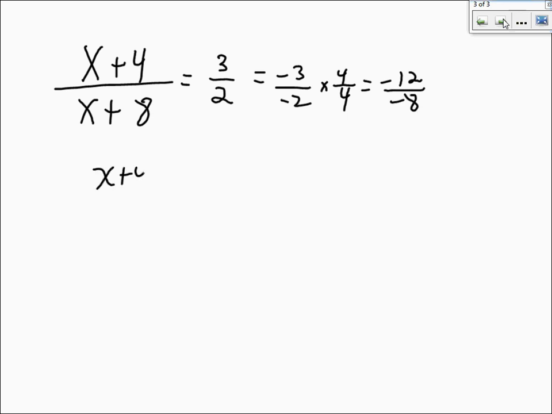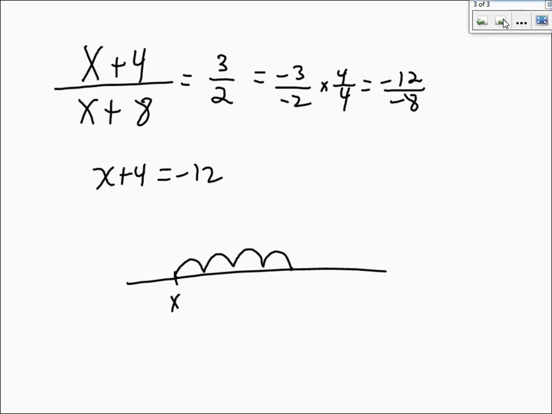So x plus 4 should be negative 12. If you don't know, you're at some number. Call it x. You add 4. 1, 2, 3, 4, you end up at negative 12. So what's this number? Negative 13, negative 14, negative 15, negative 16. X is negative 16. And that works. That's an answer. Okay, let's do one more, at least, where it's not so obvious what to multiply both by.